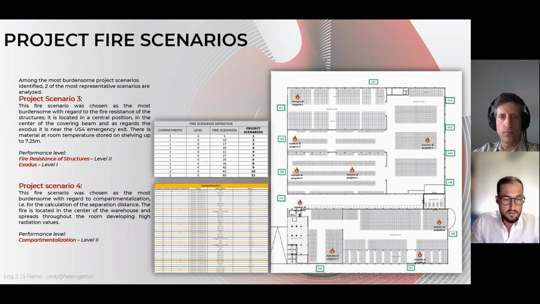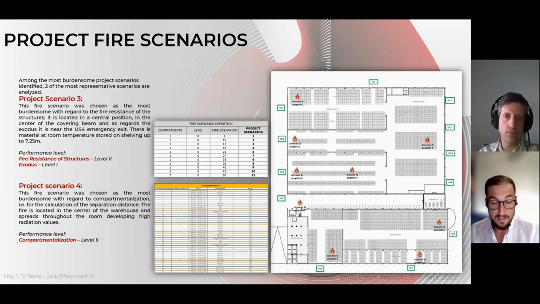Scenario 4, this scenario is more risky in terms of compartments, and as it is at the center of the warehouse and it propagates quickly, reaching the peak radiating power.